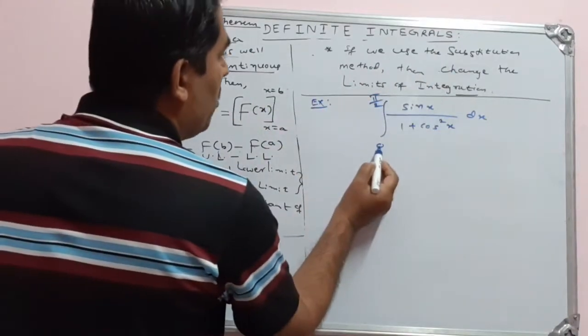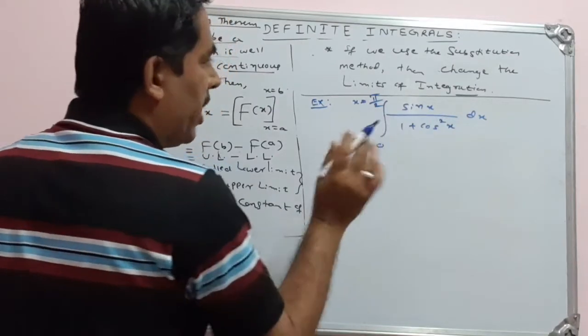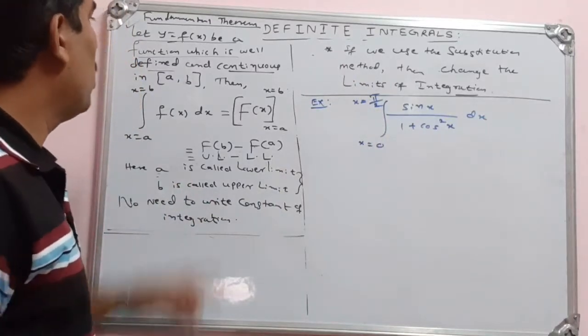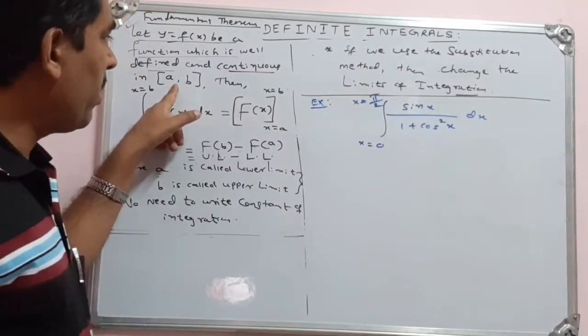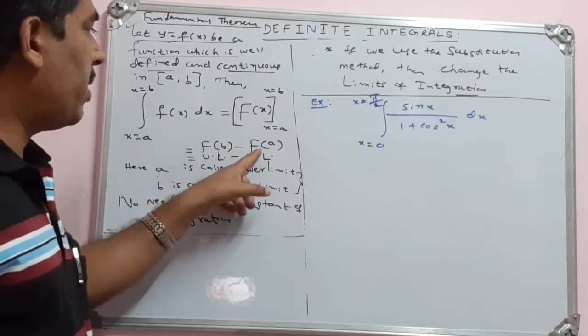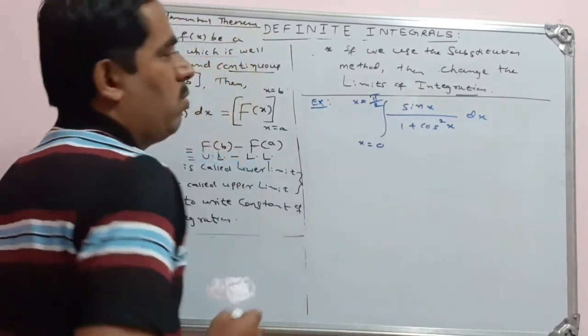Here the limits are given as x is equal to 0 to x is equal to pi by 2. So we know this is a closed interval, 0 to pi by 2. Like this, generally we write a closed interval a to b. So can we calculate the definite integral? It is the antiderivative at the upper limit minus the antiderivative at the lower limit. So now, what must be our substitution?